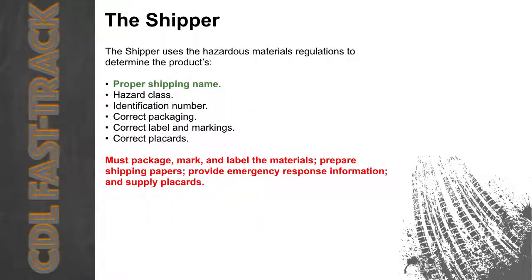The shipper. The shipper uses the hazardous materials regulations to determine the product's proper shipping name, hazard class, identification number, correct packaging, correct label and markings, and correct placards. The shipper must package, mark, and label the materials, prepare shipping papers, provide emergency response information, and supply placards.